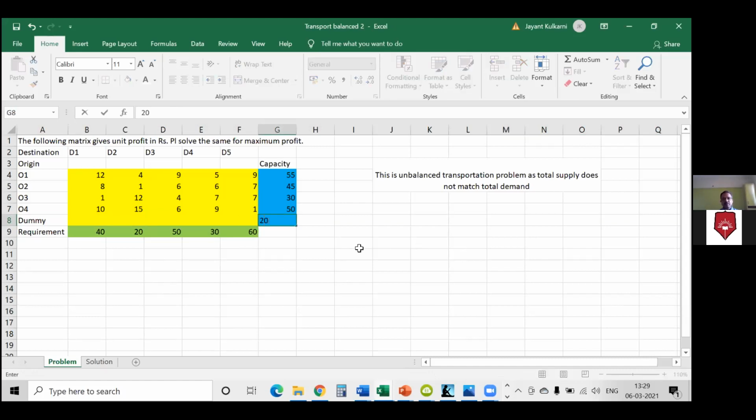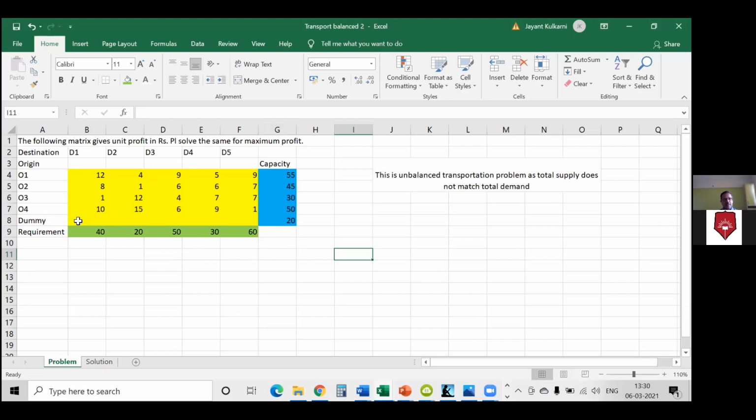Now, why 20? Because that was the difference between my total supply and total demand. My total supply was 180, and my total demand was 200. The difference of 20 between the two, right? So when I want to convert that problem into a balanced problem, I need to add a dummy source because my supply is lower than the demand. If supply was higher than the demand, I would be required to add a dummy destination, right? The one which is lower, you need to add a dummy for that particular part. Now here, because the supply was lower than the demand, I have added a dummy source.